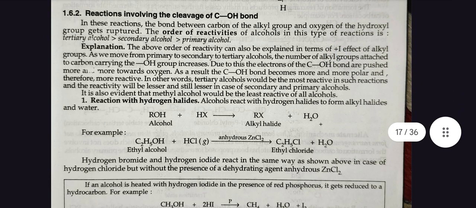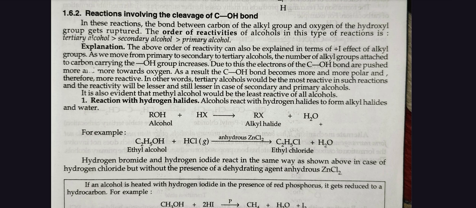Reaction involving the cleavage of the C-OH bond. In this reaction, the bond between the carbon of the alkyl group and the oxygen of the hydroxyl group gets cleaved. The order of reactivity of alcohol in this type of reaction is tertiary alcohol, secondary alcohol, primary alcohol. Explanation. The above order of reactivity can also be explained in terms of the +I effect of alkyl groups. As we move from primary to secondary to tertiary alcohol, the number of alkyl groups attached to the carbon carrying the OH group increases.